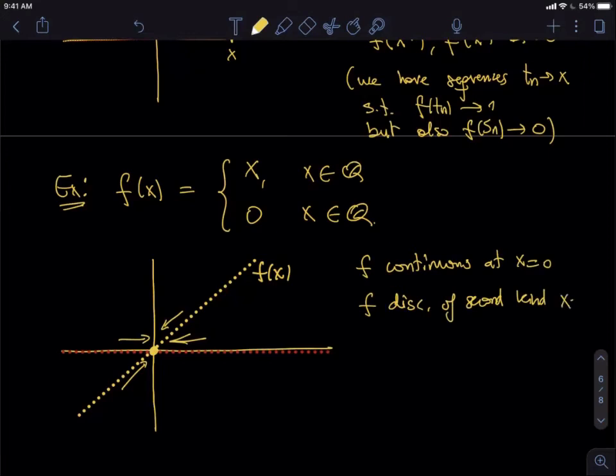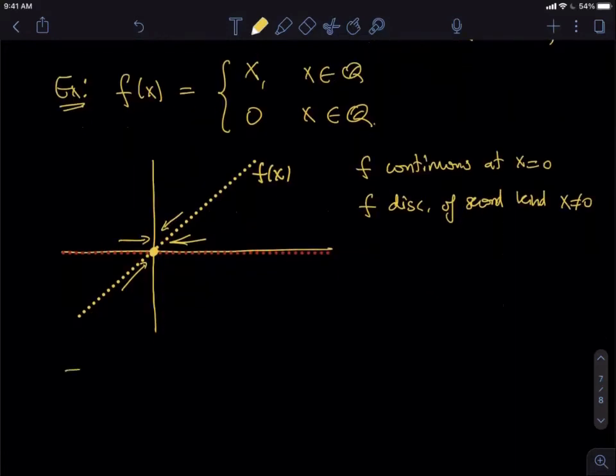Otherwise, let's say if x is different from 0. Again here, the point is that if we take a sequence from the right or from the left, and we are converging to 0, then both x and f(x) are going to 0. And we can have less wild things.